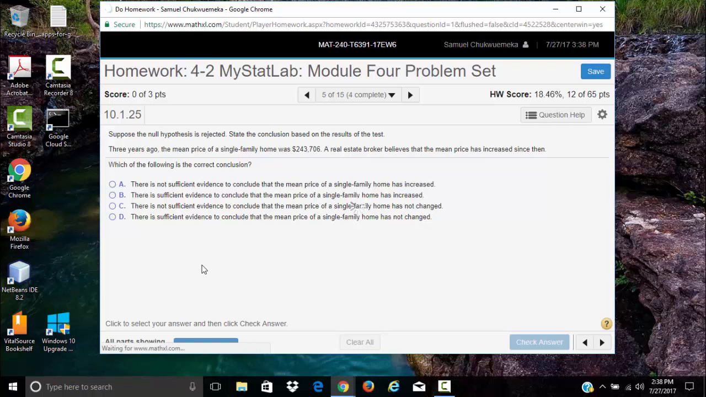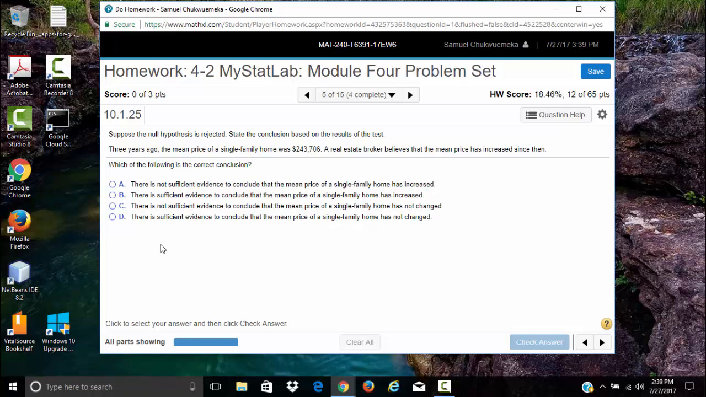Okay, so there is sufficient evidence to reject the null, which means, in essence, there is sufficient evidence to accept the alternative. And that alternative is that the mean price has increased. So there is sufficient evidence. So B and D are the options you should be looking at. A and C are out by process of elimination. So we look at B.